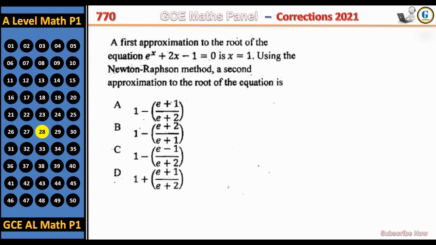Question 28. A first approximation to the root of the equation e to the power x plus 2x minus 1 equals 0 is x equals 1. Using the Newton-Raphson method, a second approximation to the root of the equation is.